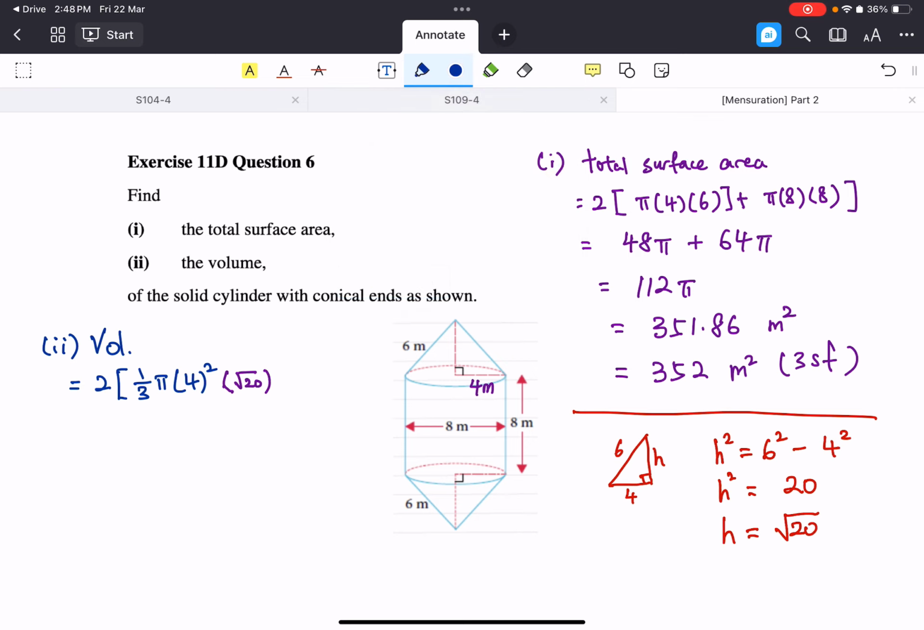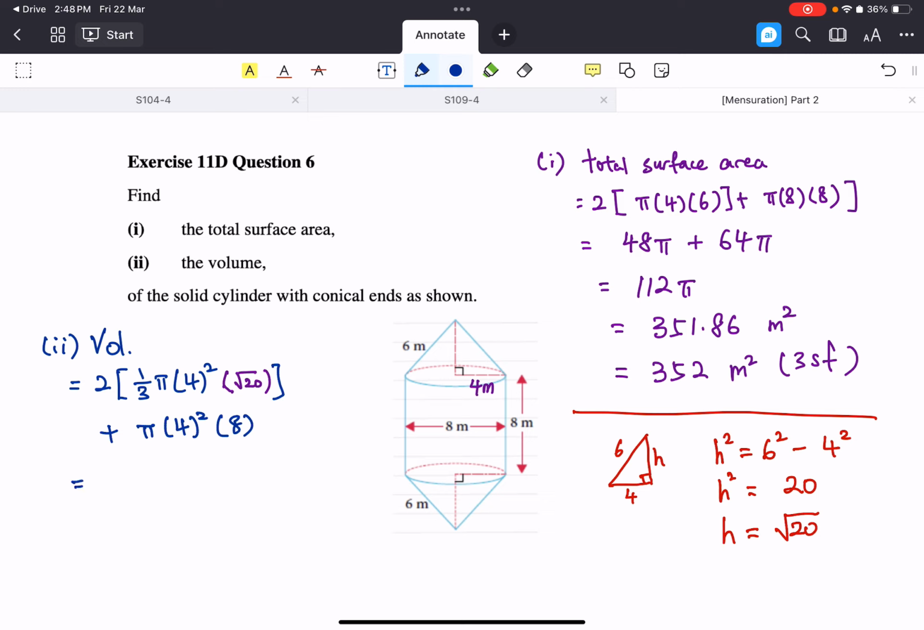So that is the volume of the two cones, and then we need to add the volume of the cylinder. So the cylinder will be just pi r squared h. So pi, r squared, and the height for the cylinder is 8. Okay, so we work this one out.